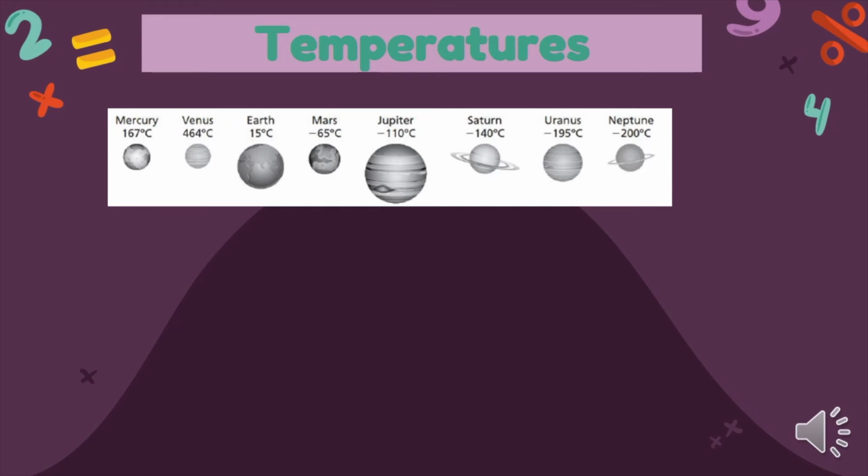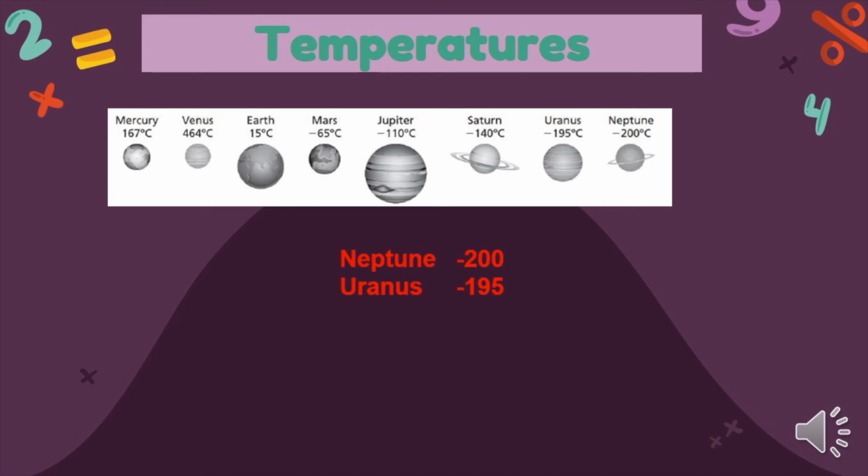Even when we put the numbers in order from coldest to warmest, we still see that Mars is close to 0 and the positive numbers. Let's put them in order. We have Neptune, which is negative 200. Now we're putting these numbers in order from coldest to warmest. So our coldest temperature is Neptune, negative 200.